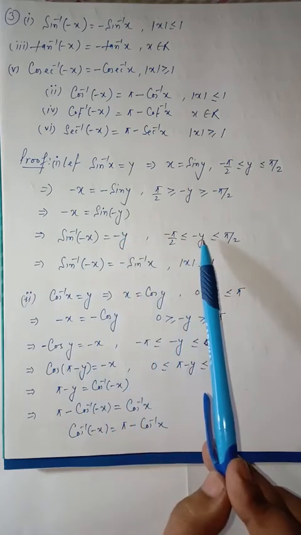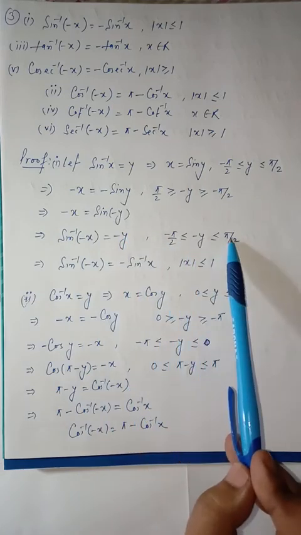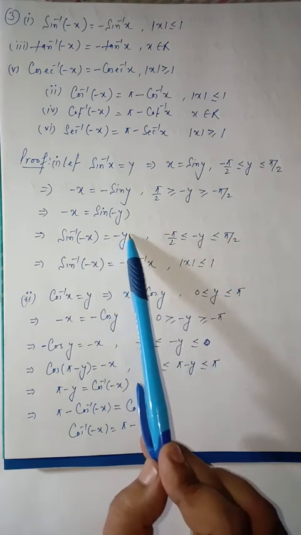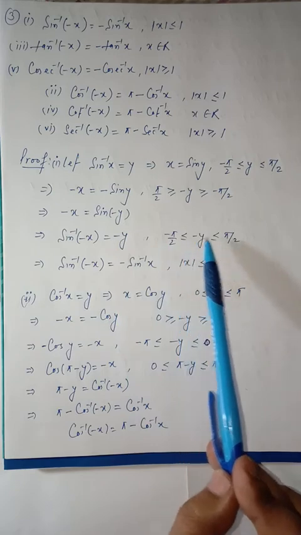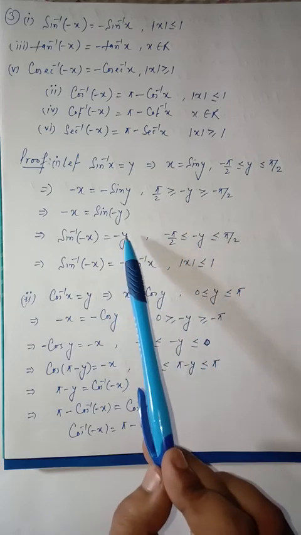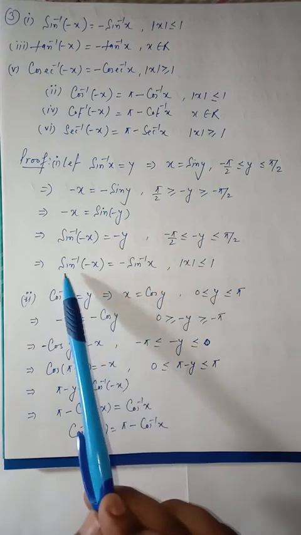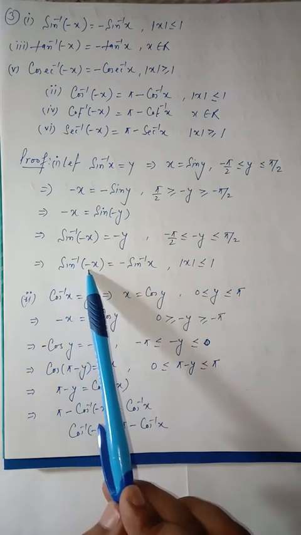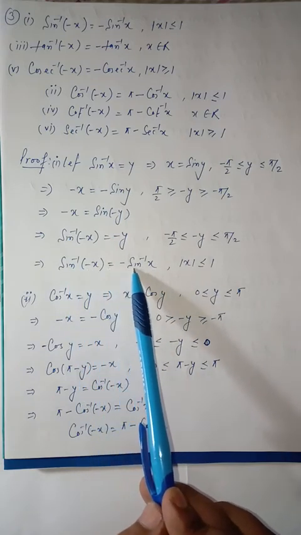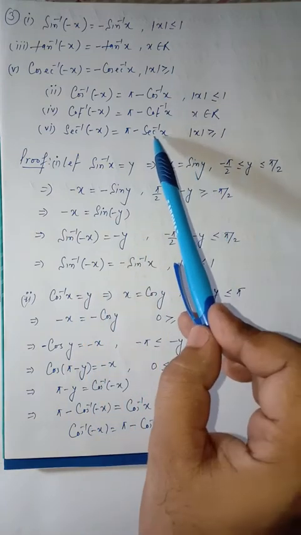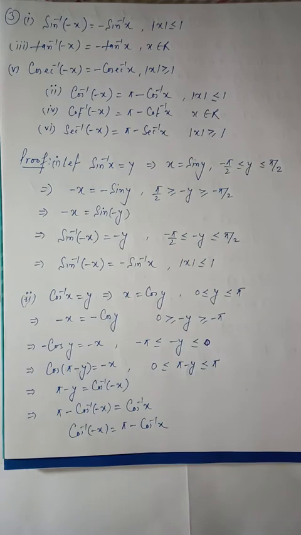And we already know that this y is from minus pi by 2 to plus pi by 2. And what is y? Sine inverse x. So finally, sine inverse minus x will be minus sine inverse x. So in the same manner, other formulas can easily be proved.